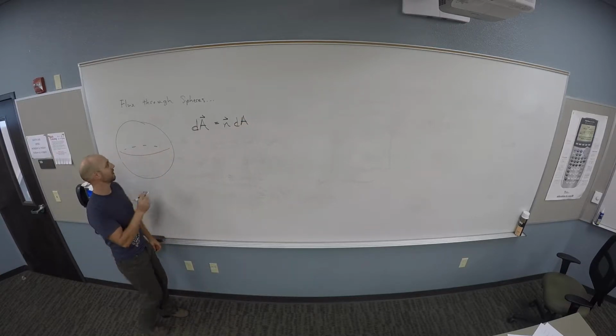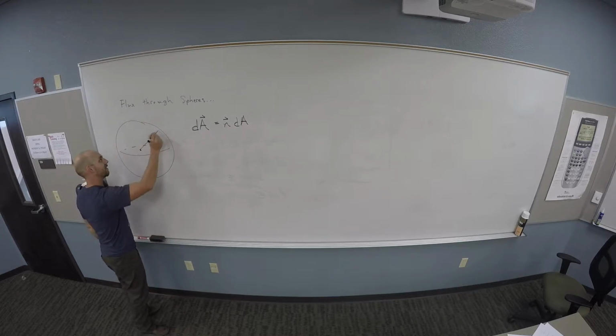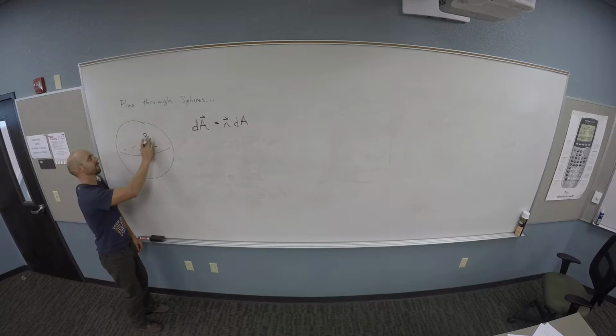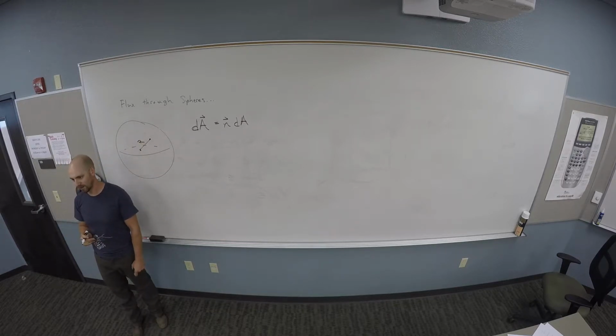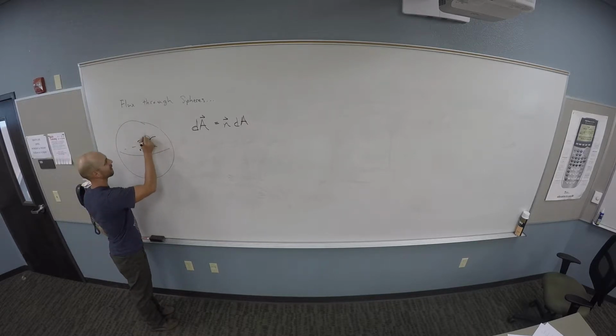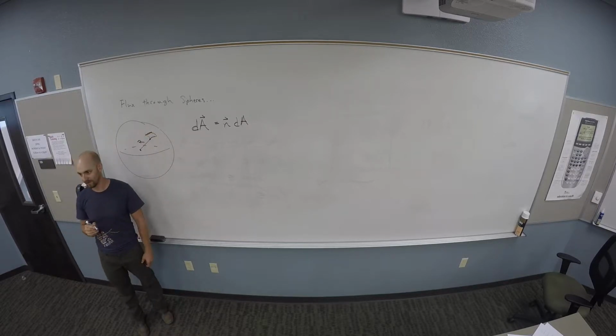Okay, so this is going to be a story about a sphere with a radius of r. Maybe we should pick a random point here. All right, sphere, radius r. If I had a little patch of area on this thing, how big would that little patch of area be?